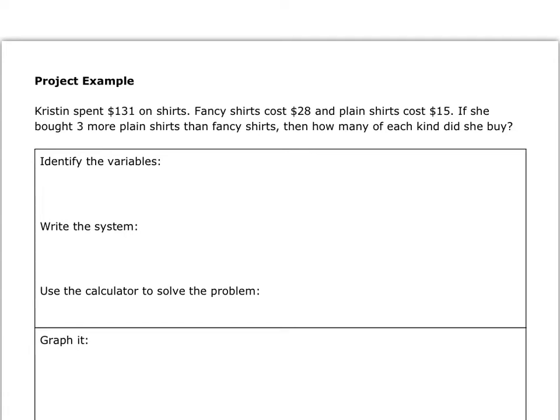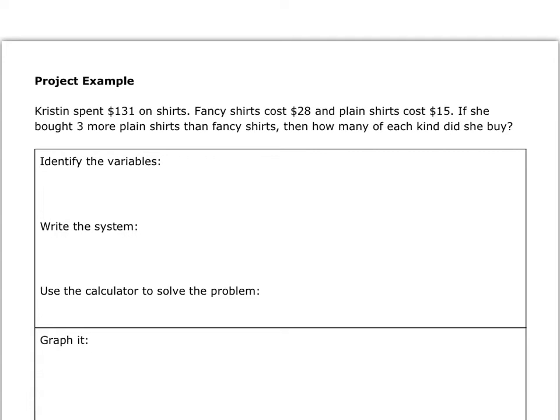So if I look here, I know I need 2 unknowns, right? So what variables should we use? You want to use X and Y? S, Y, S. Ooh, shirts, but what am I looking for? Just one kind of shirt? Fancy shirts and plain shirts, right? So we have 2 different kinds of shirts. So that's what I want us to do first.